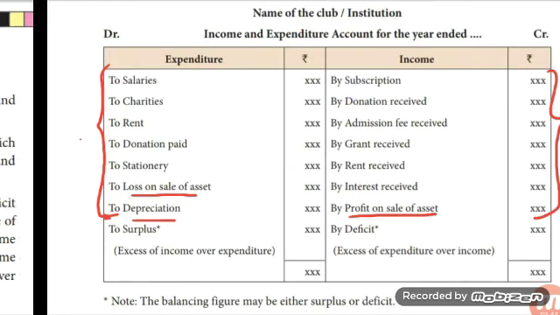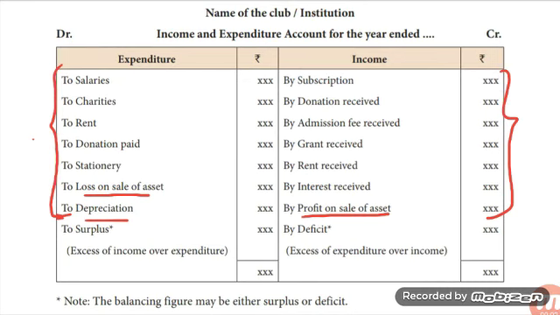Okay, children. The format of income and expenditure account is given here. All expenses and losses are recorded on the debit side. All incomes and gains are recorded on the credit side. Children, both cash and non-cash items are recorded on income and expenditure account. What are the non-cash items? Loss on sale of asset, depreciation, profit on sale of asset are the non-cash items.